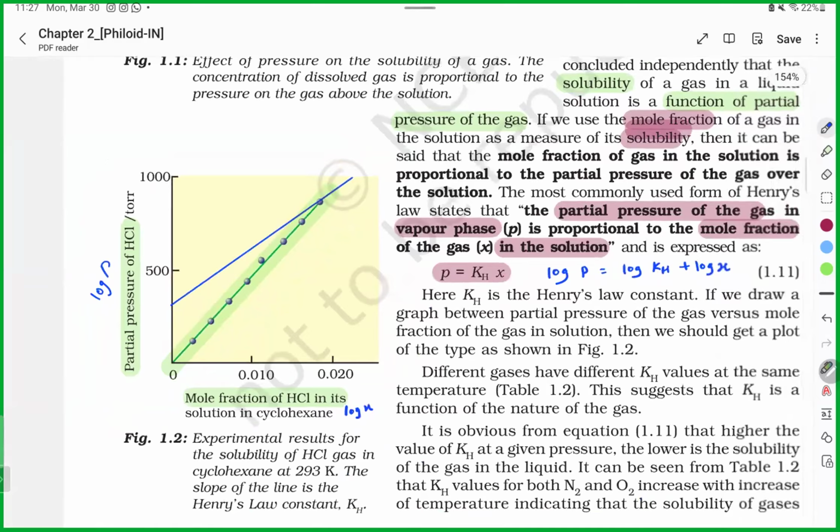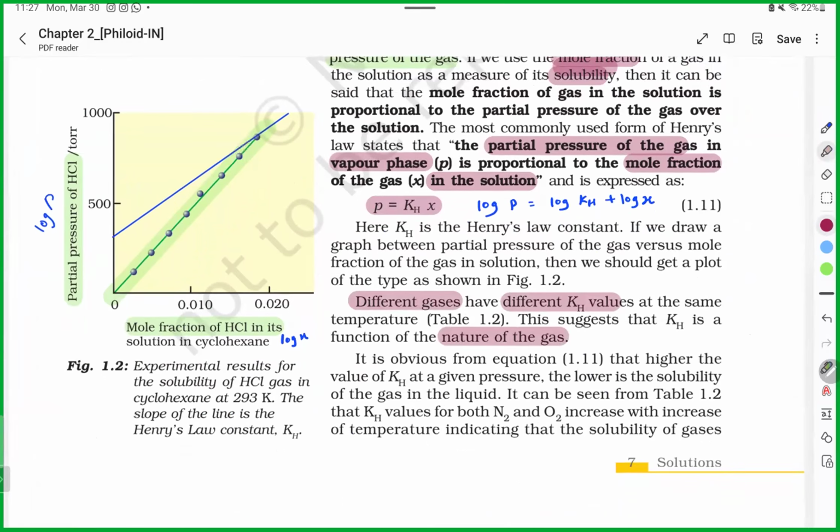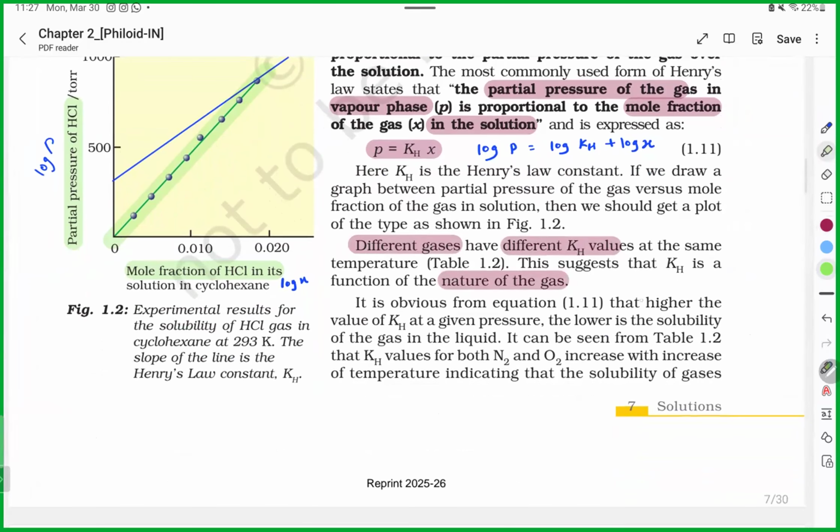Correct. Next. KH is Henry constant. If we draw a graph, this is the graph given. Different gases have different KH values at the same temperature. So it depends upon the nature of the gas. Different gases have different KH values. Correct. It means it depends upon the nature. And you also see, the higher the KH value at a given pressure, the lower the solubility. So KH value and solubility are inversely related.